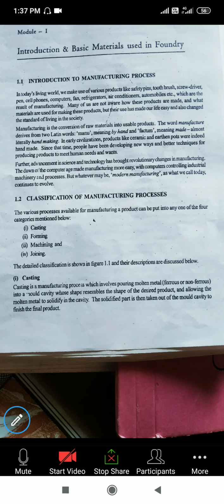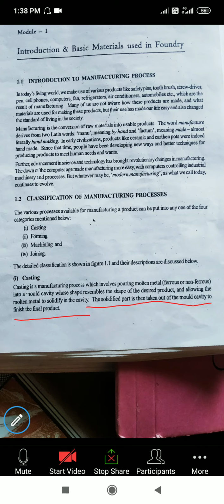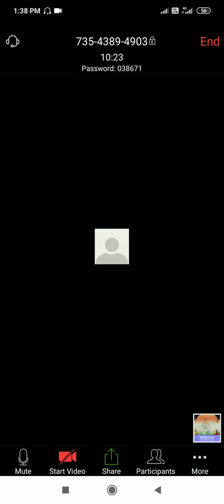Molten metal means a liquid metal melted from solid metal. The solid metal which has been melted is called molten metal, and it is poured into a cavity and allowed to solidify. The solidified part is then taken out from the mold cavity as a finished product. This is how the simple casting process is carried out. Now let us see further classifications.